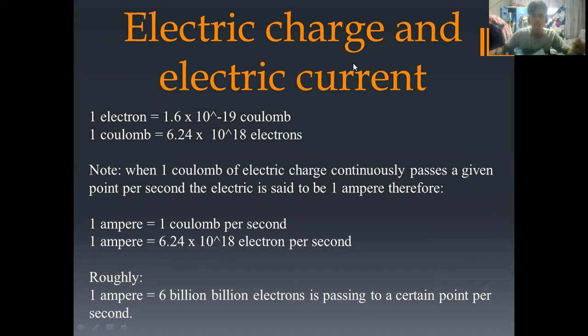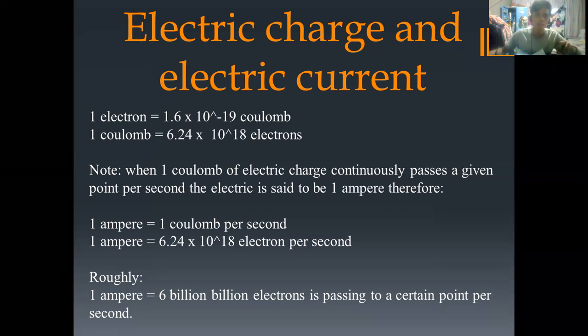Electric charge and electric current. 1 electron is equal to 1.6 times 10 raised to negative 19 coulomb. 1 coulomb is equal to 6.24 times 10 raised to 18 electrons. Note that when 1 coulomb of electric charge continuously passes a given point per second, the electric current is said to be 1 ampere. Therefore, 1 ampere is equal to coulomb per second.